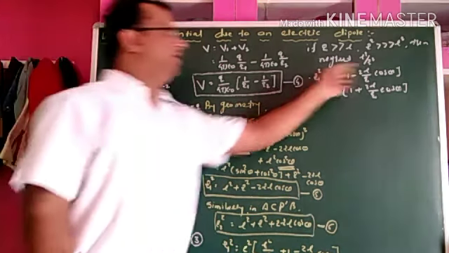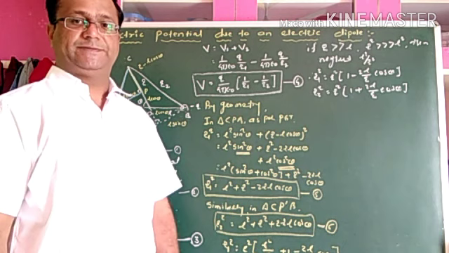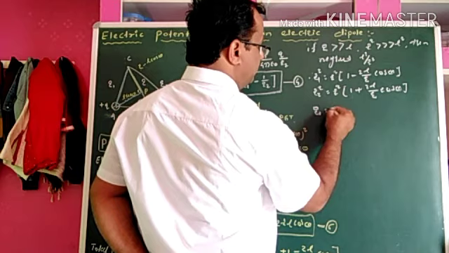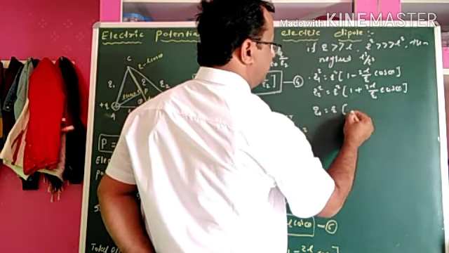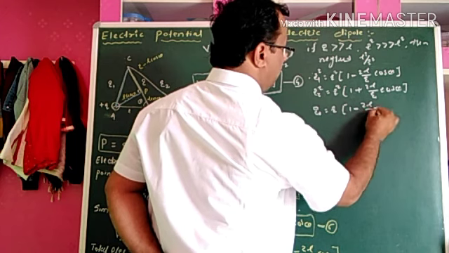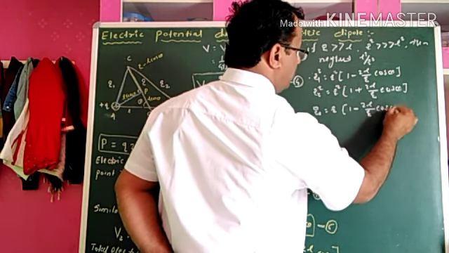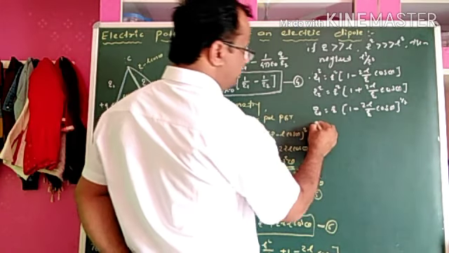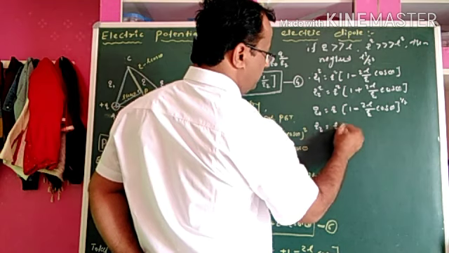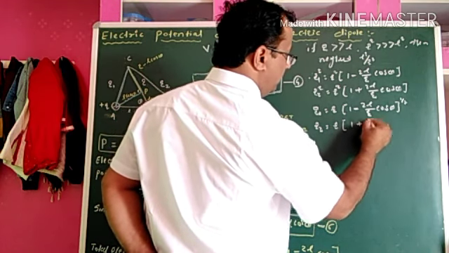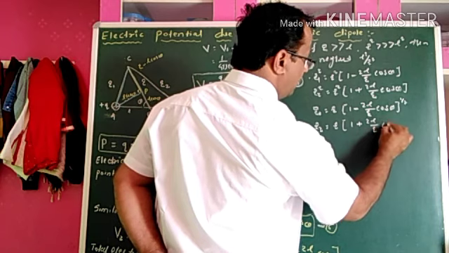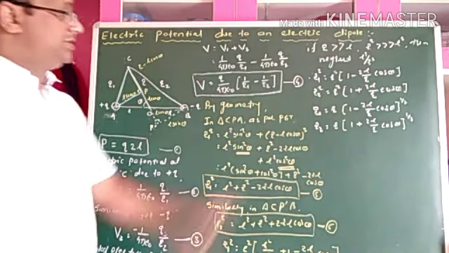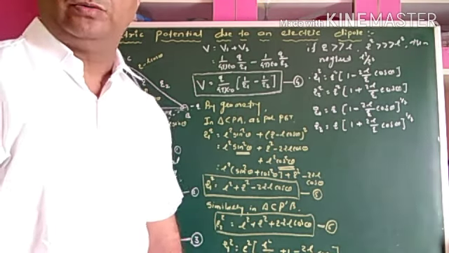Now we want to take the square root on both sides. If you take the square root on both sides, r1 is equal to r inside the bracket, 1 minus 2L upon r into cos theta, raised to the half. Similarly for the second one, r2 is equal to r inside the bracket, 1 plus 2L upon r into cos theta, raised to the half. So this is about r1 and r2.